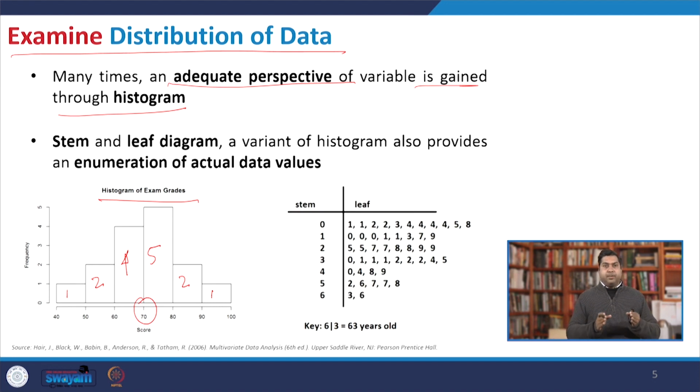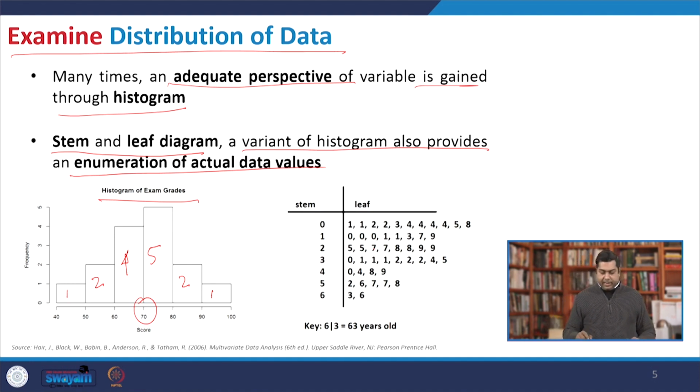So, like that, through this particular histogram you can simply identify the overall performance or the mean performance or the average performance of the students in that particular class based on the score. Now, similarly, there is another alternative, which is the stem and leaf diagram. It is again a variant of histogram. It also provides the enumeration of actual data and the values, and this is very interesting. Some of you must have done it maybe in your early classes, or maybe in your school days, but let us understand it once again.